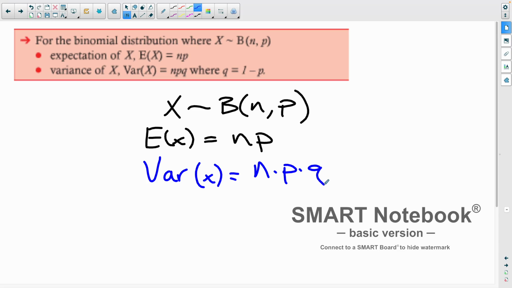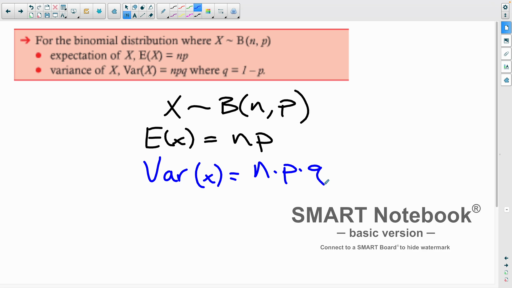Well, the n times p looks familiar. That was yesterday. What's the q? The q is the complement here. It's the opposite of p. All right? So it's the probability of a failure, basically, is what it is. P is the probability of success. Q is the probability of failure. So I can find my variance using this formula here.